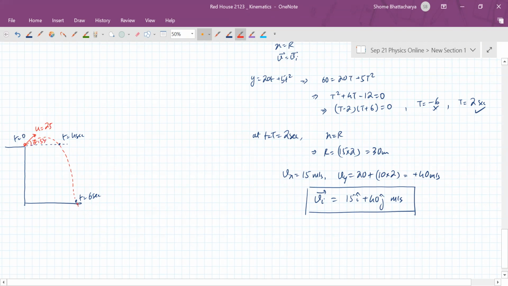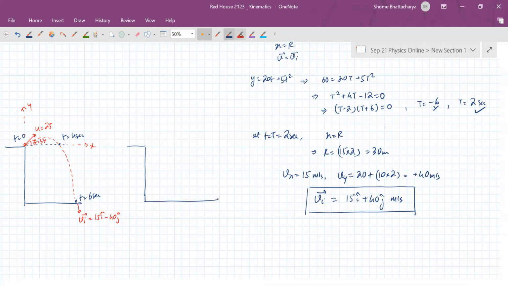And it impacted the ground with a velocity which had a horizontal component of 50 and a vertical component of minus 40. Here we have taken the y-axis upwards, of course. If you compare this with the second case, you'll realize that it's like a second part of this motion. Hence, you're getting that kind of value.